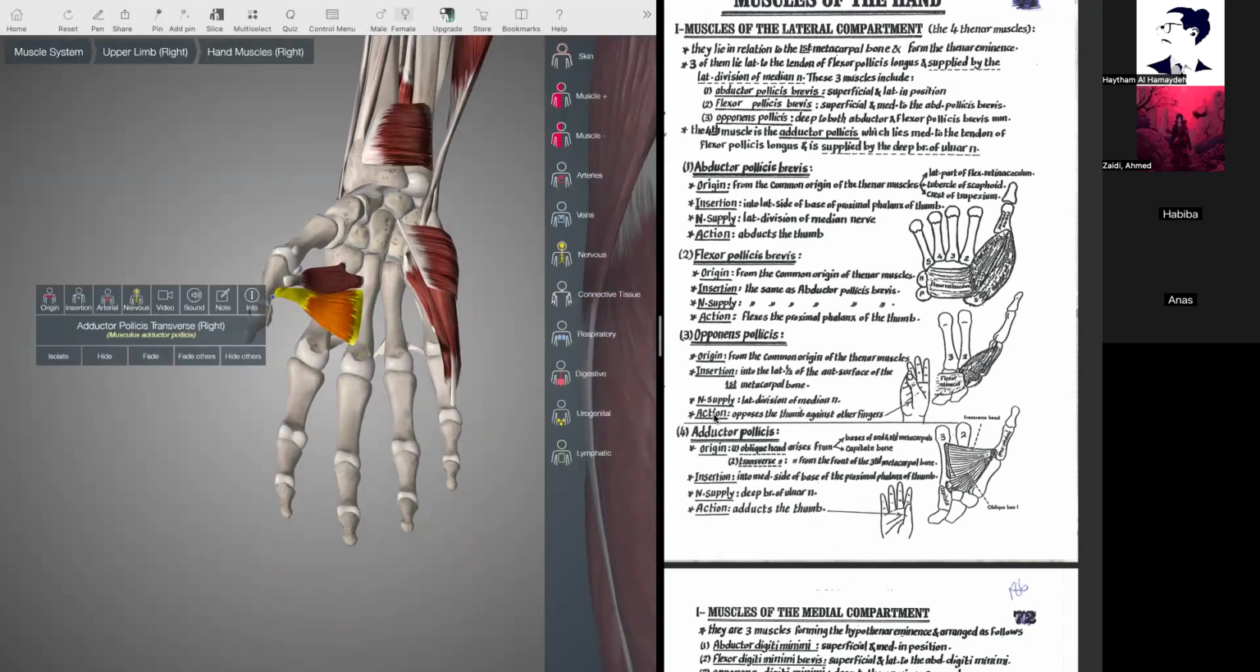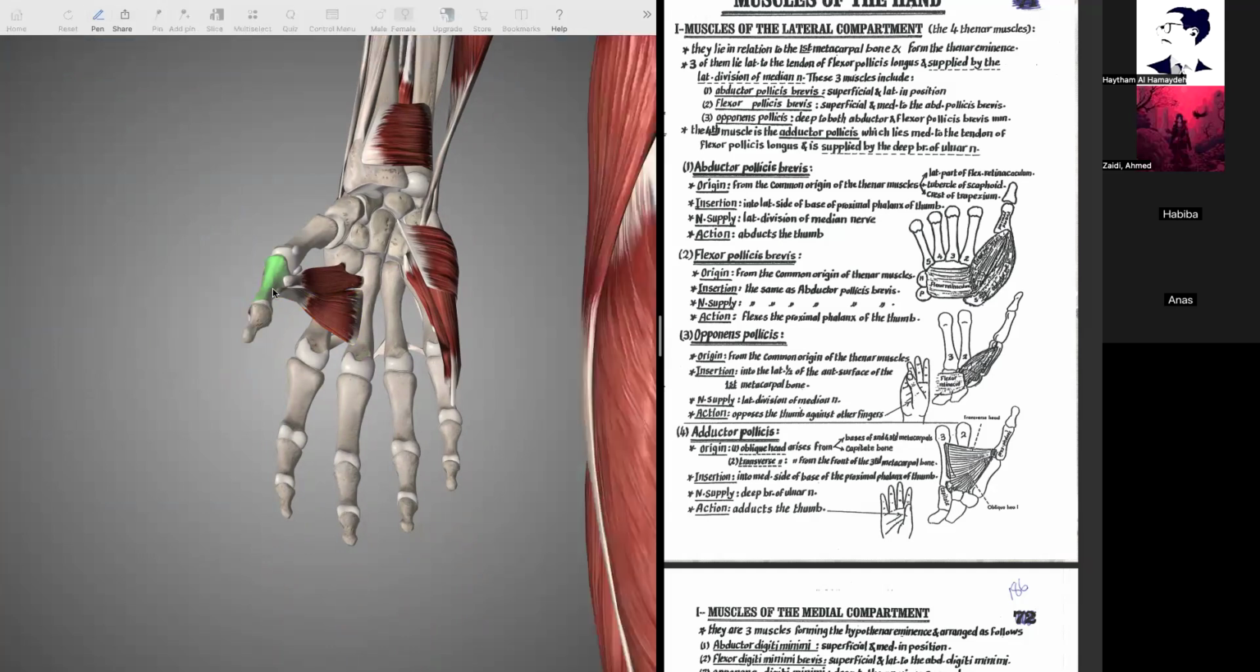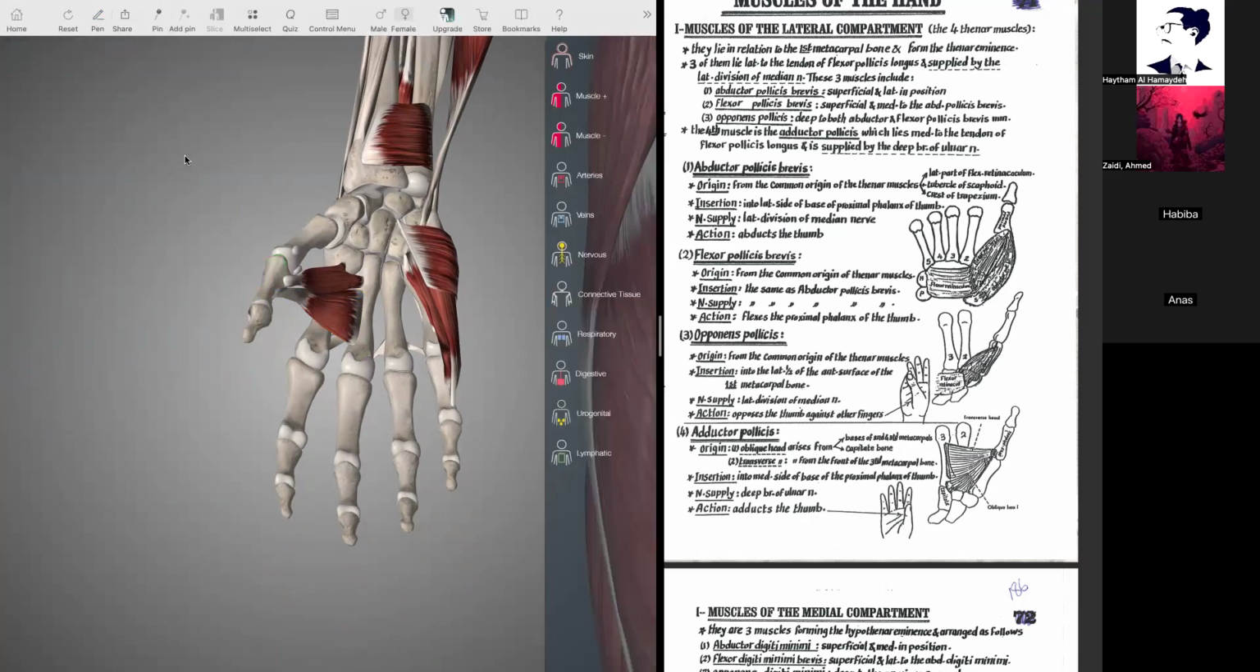And they both insert into the proximal phalanx of the thumb. And if these contract, what do they do? They pull this towards the hand, so they adduct the thumb. That's it. These are the thenar muscles, four of them. Adductor pollicis, oblique and transverse.